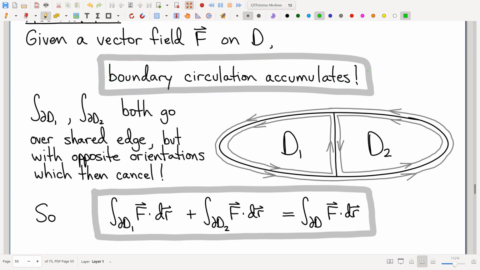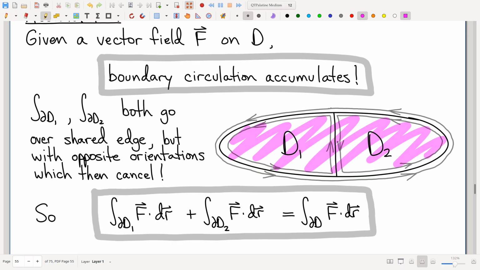Again, keep in mind, accumulation means that you can chop it into pieces. And if you compute for the whole versus if you compute on the pieces, the whole is the sum of the parts. So here we've got a large region, sort of the union of these, what I'm calling D1 and D2. And let's write down what we mean by boundary circulation for that large region.